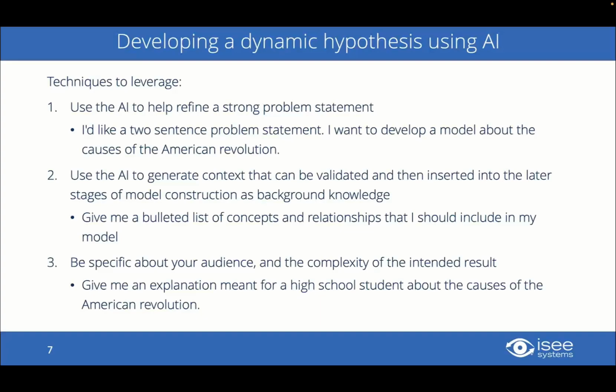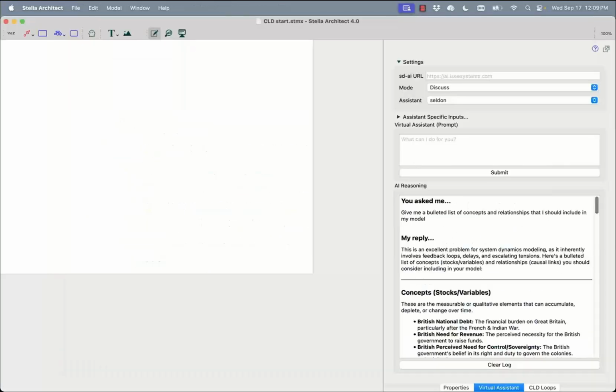Finally, you want to be very specific about your audience and the complexity of the intended result when you prompt. For instance, give me an explanation, meant for a high school student, about the causes of the American Revolution. So let's put some of this into practice.